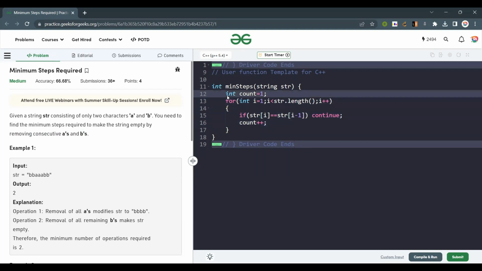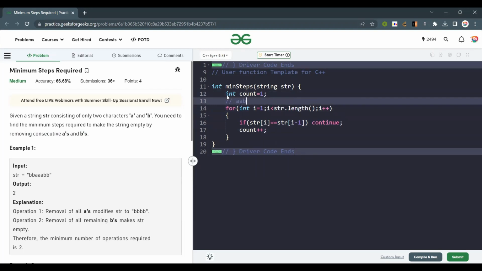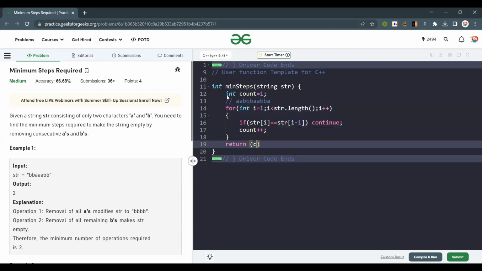Now, taking the count as 1, because if I have A, B, A. Now, groups. My main purpose was to count the number of groups. So these two A is one group. Now these three B is one group. These two A is one group. So initially I'm starting from one group. Now whenever I get the next different character, this is the other group. Next different character, this is the next group. Next different character, this is the other group. And next different character, this is the other group. So what I have to do? I have to return (count plus 2) divided by 2.